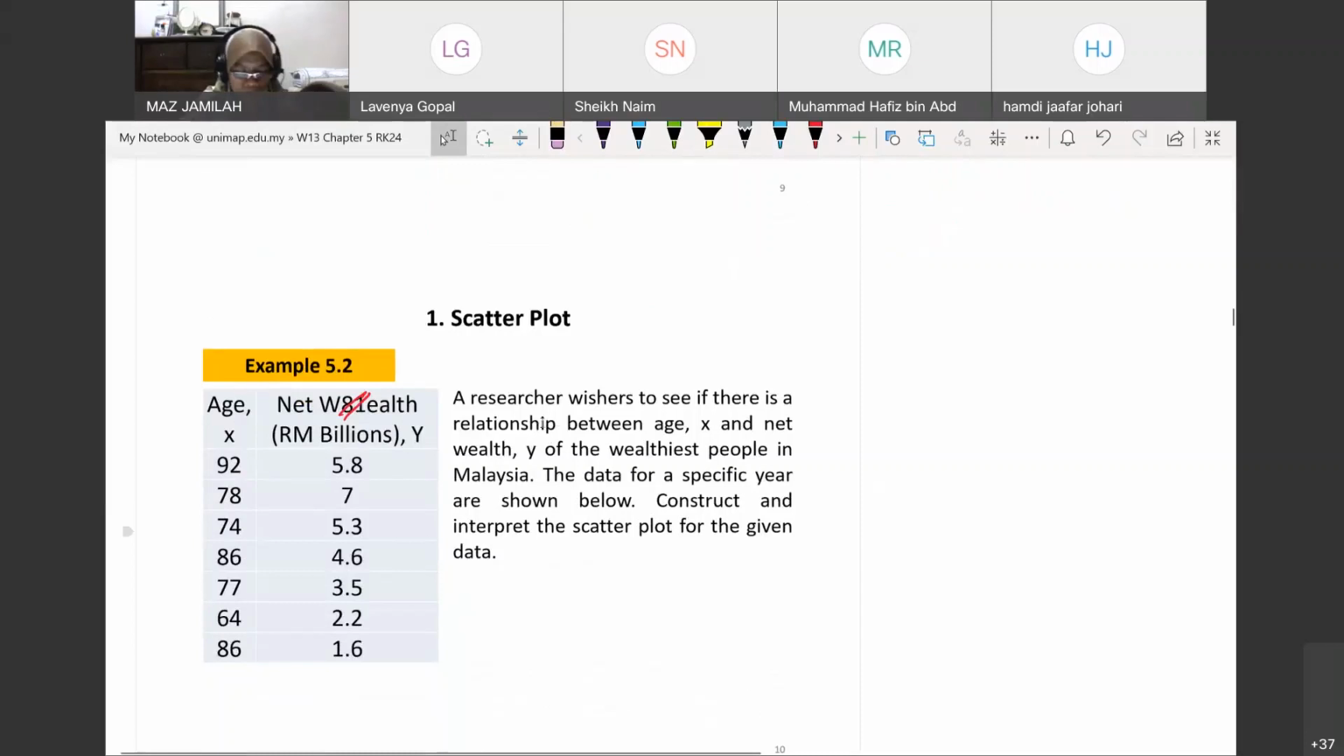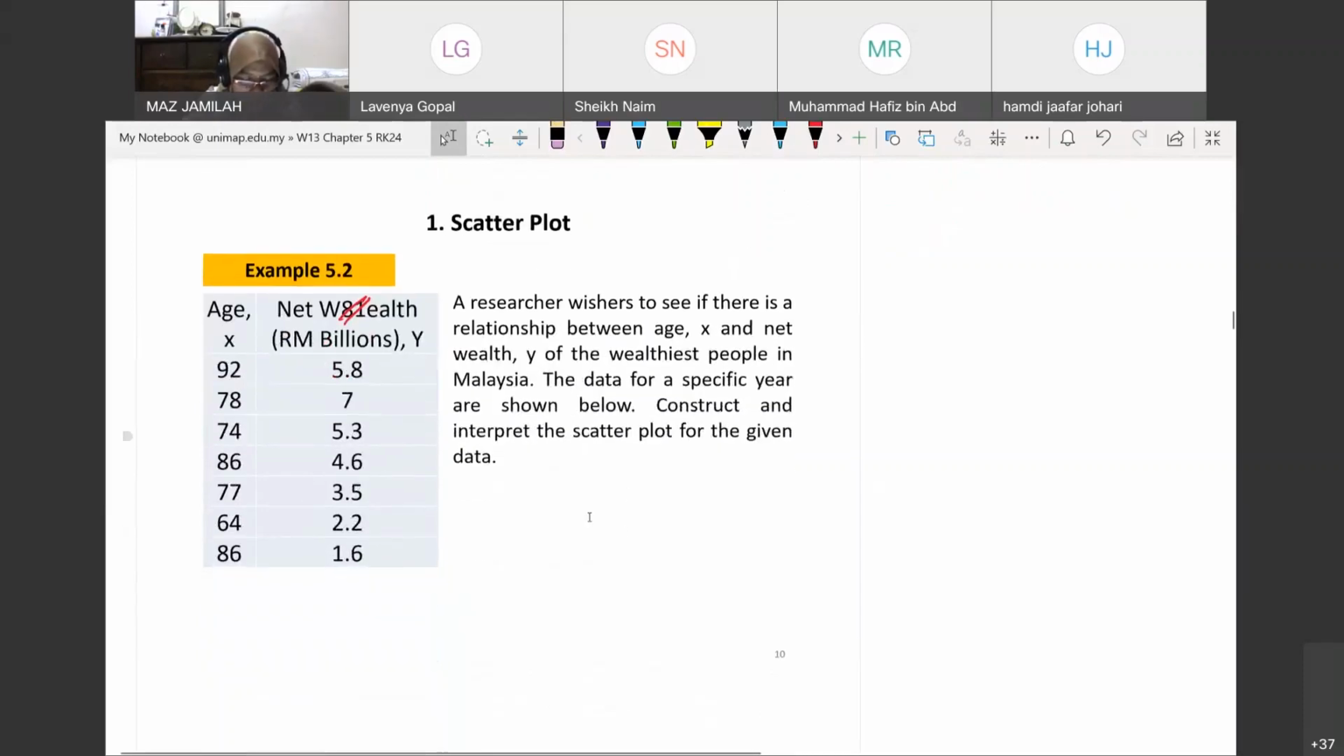A researcher wishes to see if there is a relationship between age, that is X, and net wealth, your Y, of the wealthiest people in Asia. The data for a specific year are shown below. Construct and interpret the scatter plot for the given data. You are given this data. So how can we plot this?